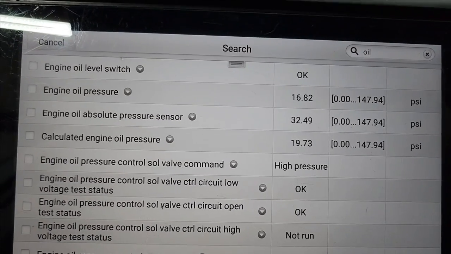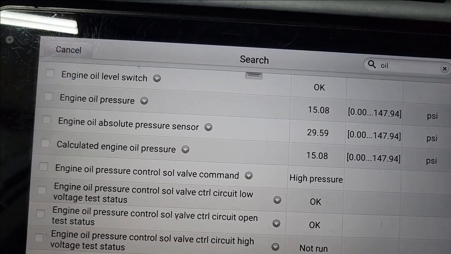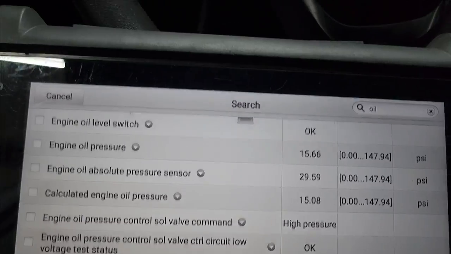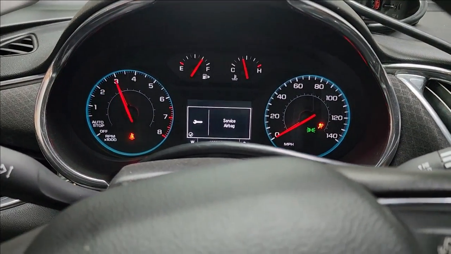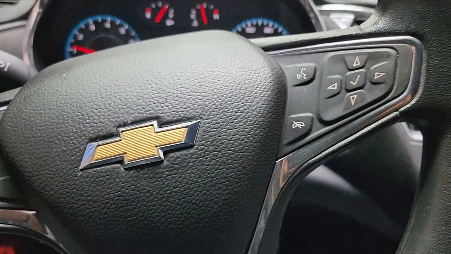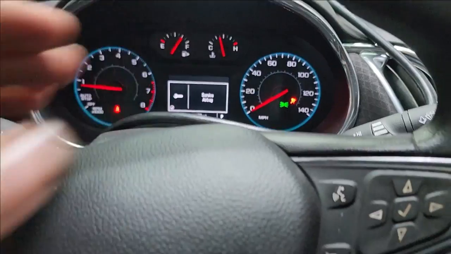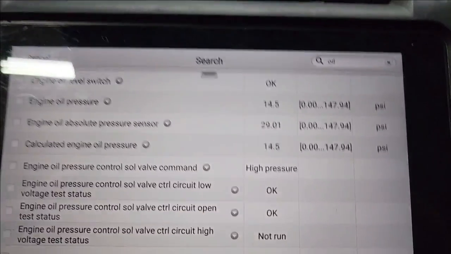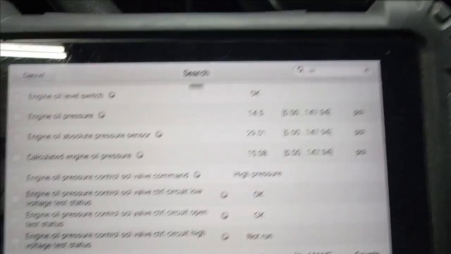When I disconnected the harness, I deleted the code, and that brought the car to a good condition. Because remember, when you delete the code, you don't have the reduced engine power or the check engine light. So I was trying to create the code, but unfortunately I couldn't.